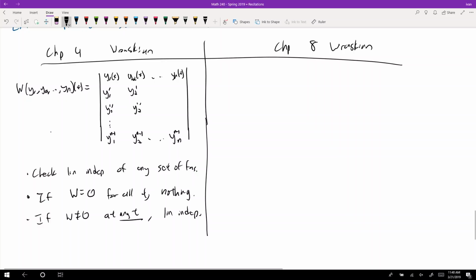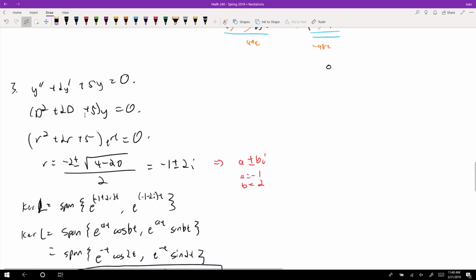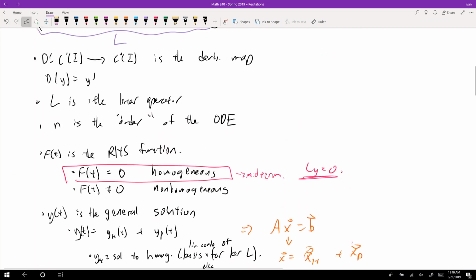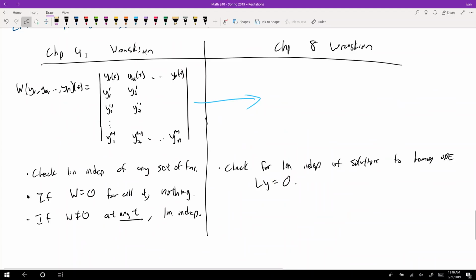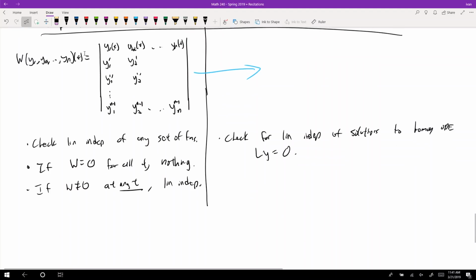So how does that differ from the chapter 8 Wronskian? Well, the way you calculate this is the exact same. You still calculate the exact same thing, except now these y1 through yn are going to be solutions to your ODEs. So now we check for linear independence of solutions to the homogeneous ODE, essentially Ly equal to 0. And remember, L is the derivative operator up here. Up here, we talked about how the homogeneous was Ly equal to 0. So we check for the linear independence of solutions to the homogeneous ODE, Ly equal to 0.